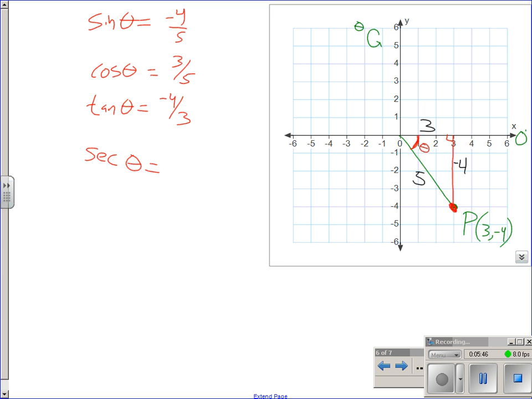Secant of theta is the reciprocal of cosine, so 5/3. Cosecant of theta is the reciprocal of sine, so 5 over negative 4, and cotangent, of course, is the reciprocal of tangent, so a negative 3/4. There's all 6 trig functions for this angle measurement. Again, we used our reference angle, but the actual angle was that one. Since we used our reference angle, we're going to get all the exact same answers.